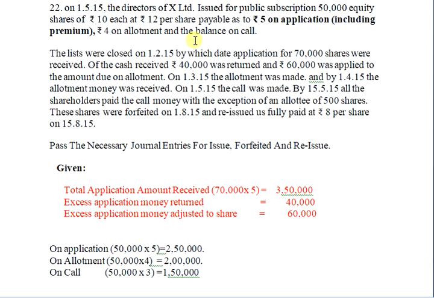On the call account. So here you can see that the list was closed on the date given, 1/2/2015, by which date applications for 70,000 shares were received. My dear students, listen clearly here: we are giving only 50,000 equity shares for the public subscription, but we are receiving applications for 70,000 shares. We are receiving for how much here? 70,000 shares we are receiving. So that means it is treated as an over subscription of these shares.